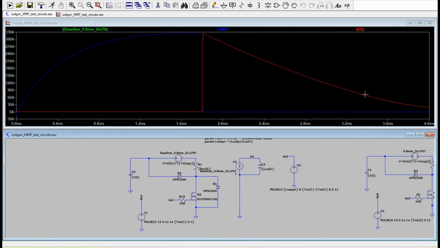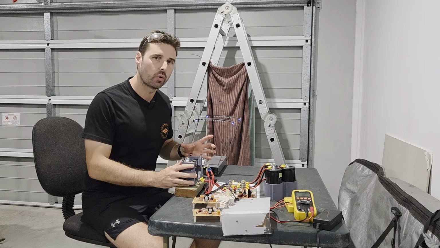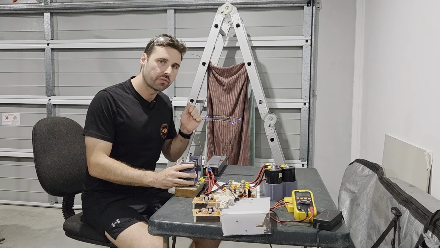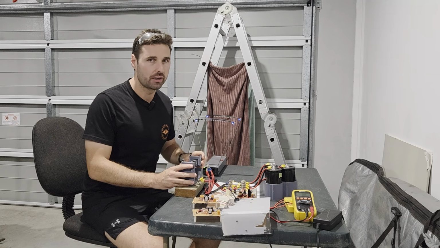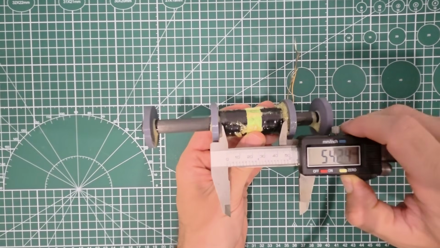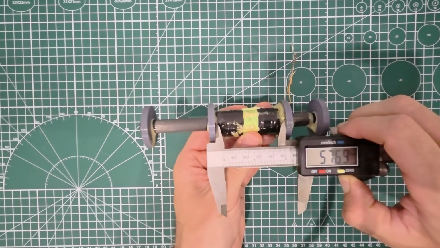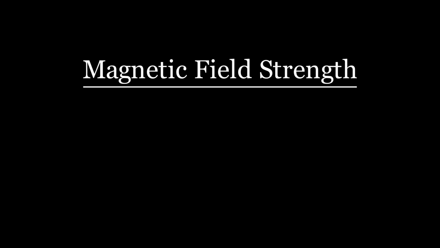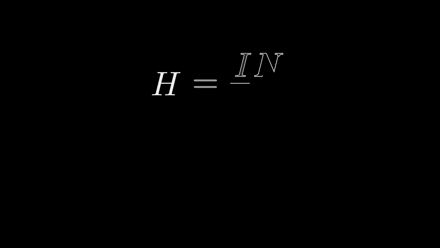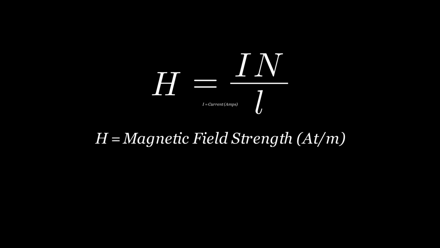While testing the previous coils in regards to the magnetomotive force, there were changes to other factors of the coils that weren't taken into account. In particular, its dimensions being the radius and length. If we look at how the change in coil length affects its performance, it leads us to the magnetic field strength, which is the measure of the intensity of a magnetic field within a given area and is measured in ampere turns per meter.